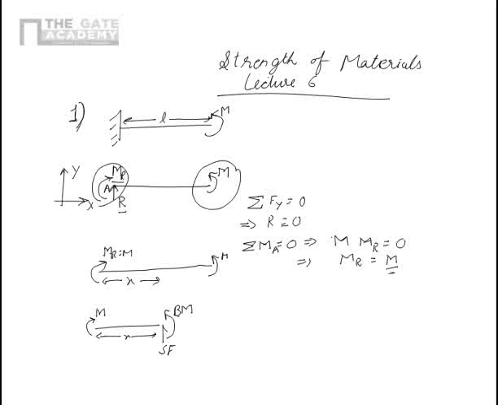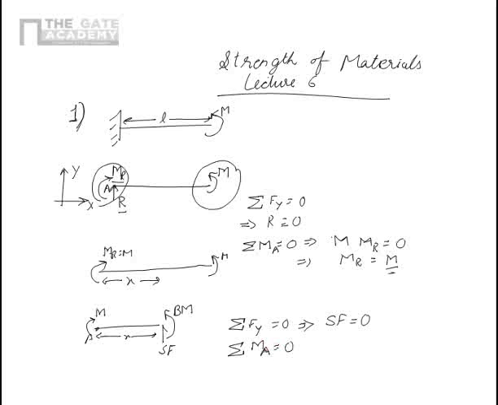Now I write the equation of equilibrium for this section. So sigma Fy is equal to 0. So that gives me SF is equal to 0. There is no shear force in the beam. Similarly, I write sigma M, let's say about this point A, is equal to 0.